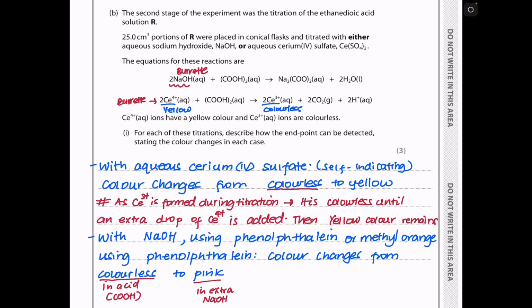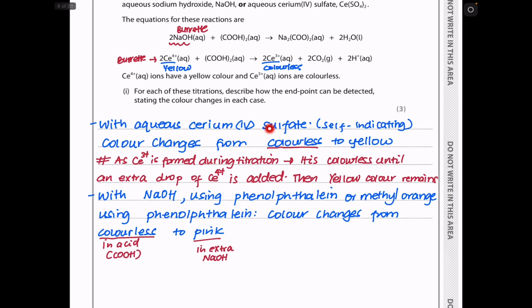In cerium 4, because this is going to be in the burette, it's going to be yellow in the burette. Every time cerium 4 is dropped into the conical flask, cerium 3 is going to be produced and the colorless color is going to be observed. But in the end, an extra drop of cerium 4 is going to be released into the conical flask, and that will mean we're going to see a yellow color at the end point. So I said with aqueous cerium 4 sulfate, which is self-indicating, the color changes from colorless to yellow. And with sodium hydroxide, you could use phenolphthalein or methyl orange. If you use phenolphthalein, the color will change from colorless to pink.